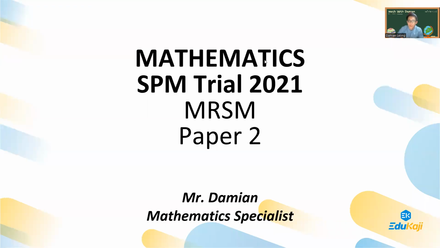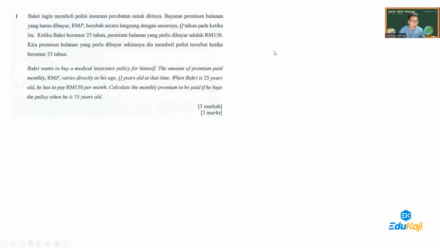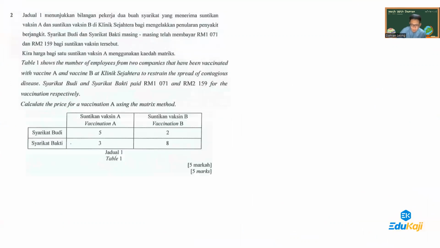Let's look at the MRSM paper 2 for the SPM trial paper 2021. So let's look at the questions. If we look at question 1, I have Bakri who wants to buy a medical insurance policy for himself. The amount of premium paid monthly varies directly as his age, Q years old at the time. So it varies directly.